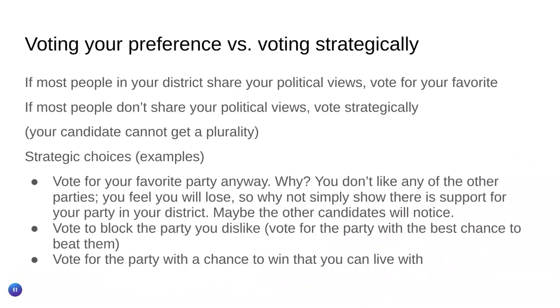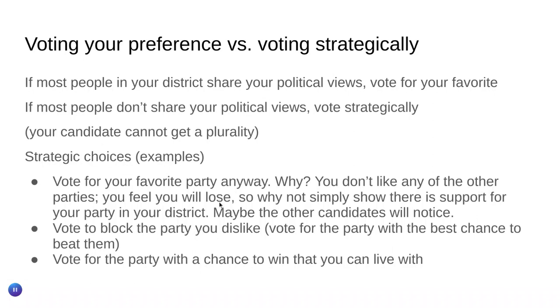But if you are liberal and you live in a conservative area, and you know that the party you like the best cannot win because there aren't enough liberals to carry the election, then you might want to vote strategically. Here are some examples. Would you vote for your favorite party anyway?